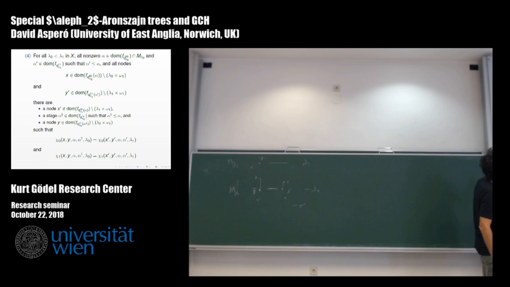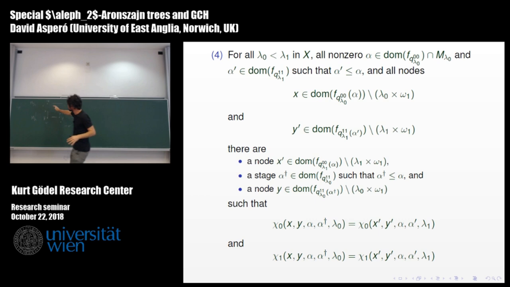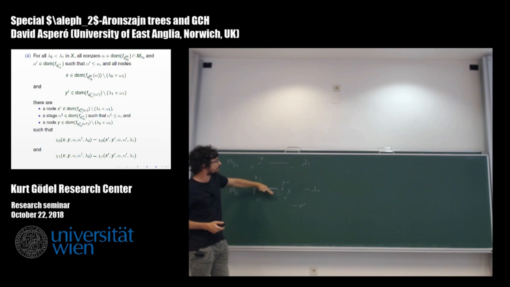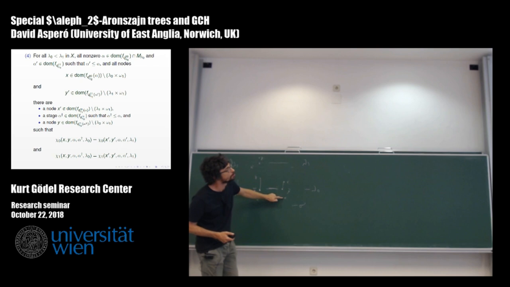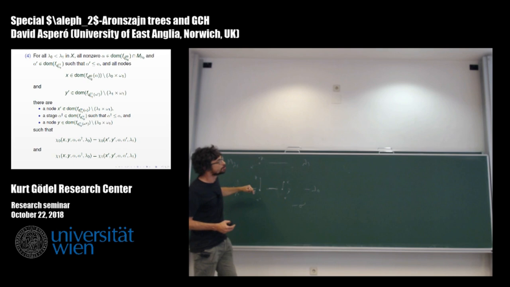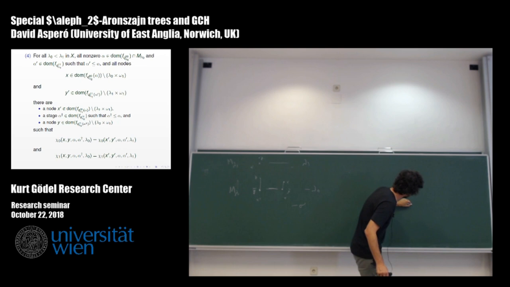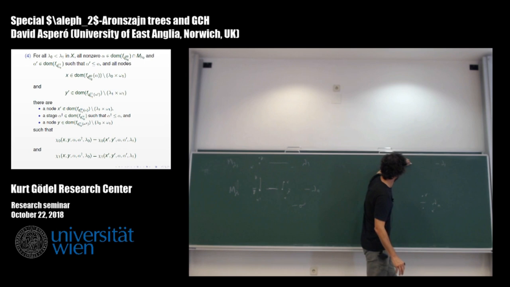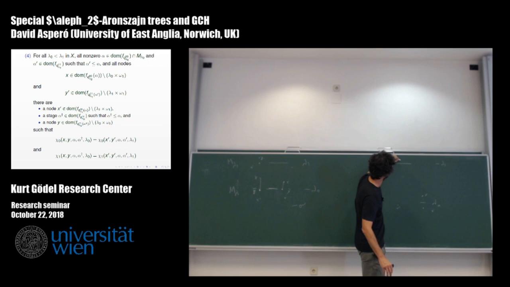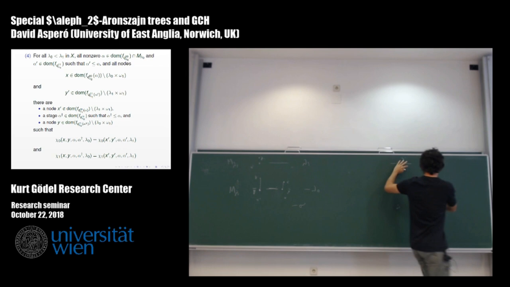And condition four again looks ugly, but all it's saying is the picture I was anticipating here. Suppose that you have two different levels, two different indices, and you have some alpha that comes from the lower one and some alpha prime that comes from the upper one. Let me do it again here. This is lambda zero, and then you have this alpha and this x here. Then I look at the upper one, you have this lambda one, and this alpha prime and this y prime, and I would like to somehow compare them.